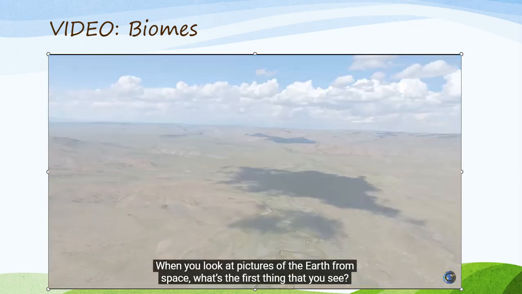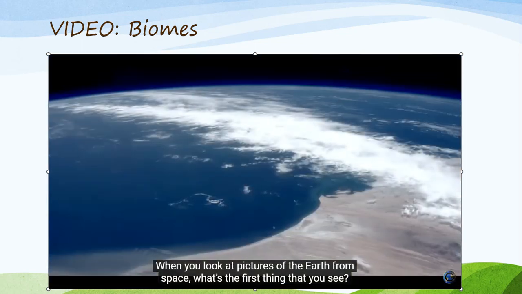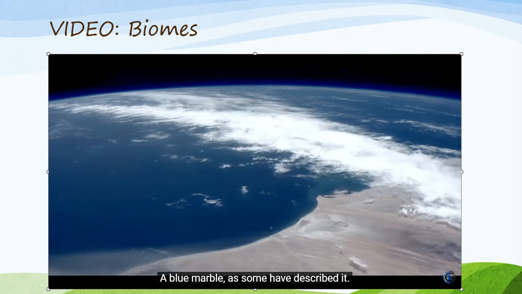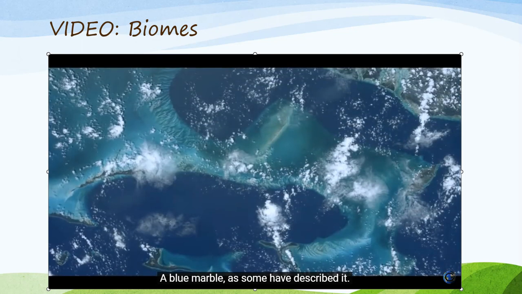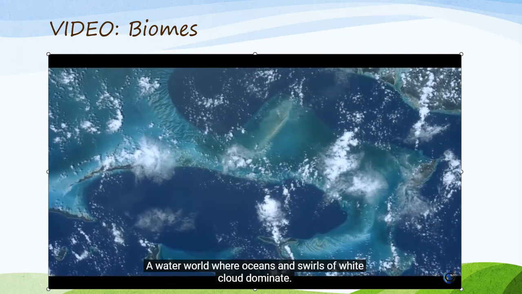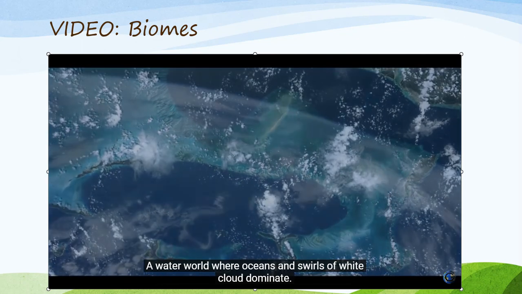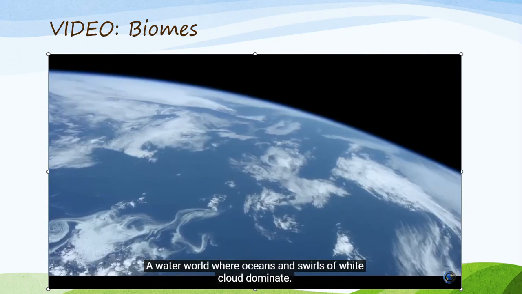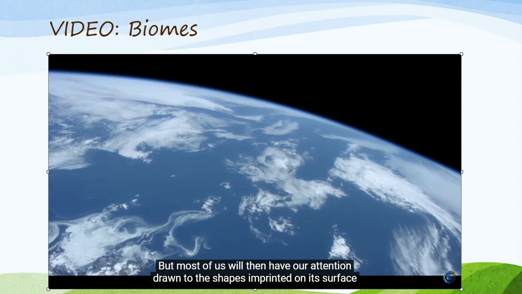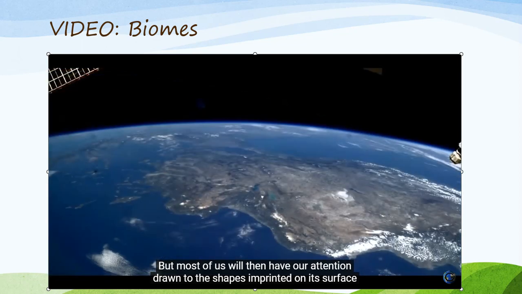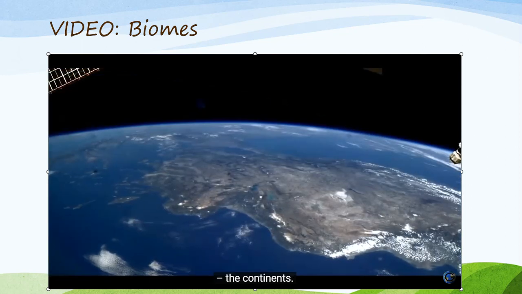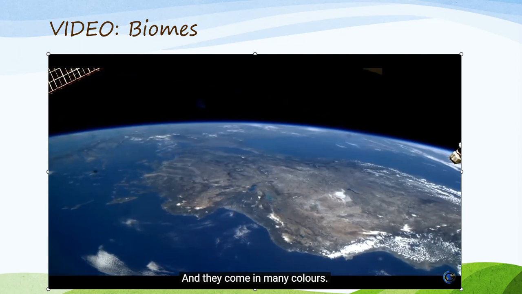When you look at pictures of Earth from space, what's the first thing that you see? A blue marble, as some have described it. A water world, where oceans and swirls of white cloud dominate. But most of us will then have our attention drawn to the shapes imprinted on its surface, the continents. And they come in many colours.